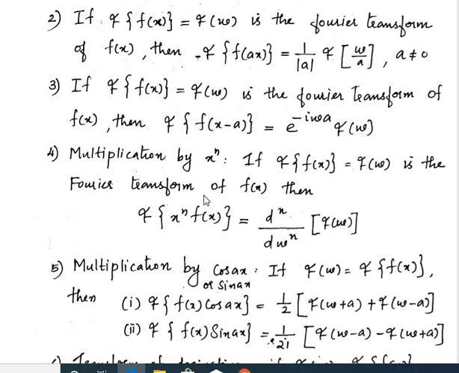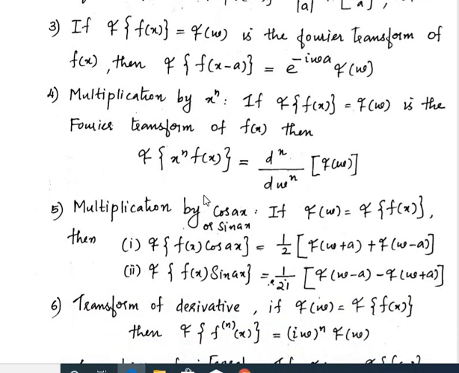Now the fourth one is multiplication by x raised to n. That is, if we know the Fourier transform of a given function is F of omega, then the Fourier transform of the function together with an x raised to n term is obtained by d raised to n by d omega raised to n of F of omega. That is, first we find the Fourier transform of the given function, then take the derivative with respect to omega n times if the multiplying term is x raised to n. If it is x, it becomes d by d omega. If it is x square, it becomes d square by d omega square.